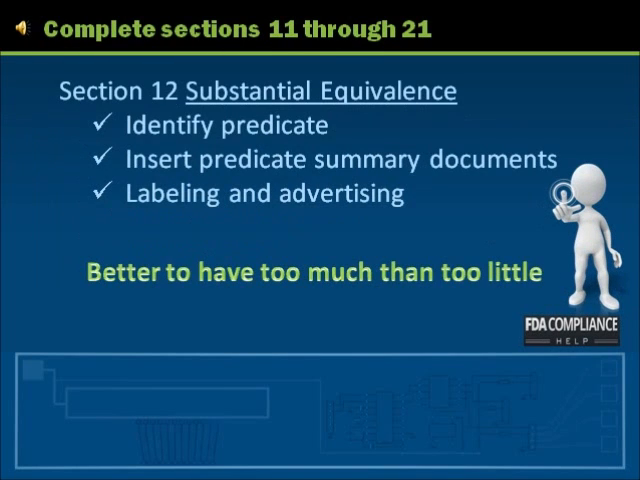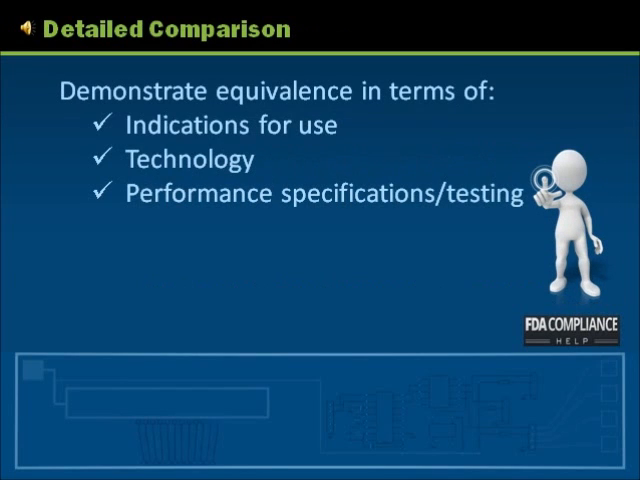Now let's discuss sections 11 through 21. By far the most difficult section is section 12, substantial equivalence discussion. In the substantial equivalence section, you need to identify the predicate, its trade name, model number, the predicate owner's name, and the 510K number. It is best to insert copies of the summary documents, downloaded from the FDA 510K database, and the predicate labeling and product literature you collected when you scrubbed the internet, which was covered in the previous video.